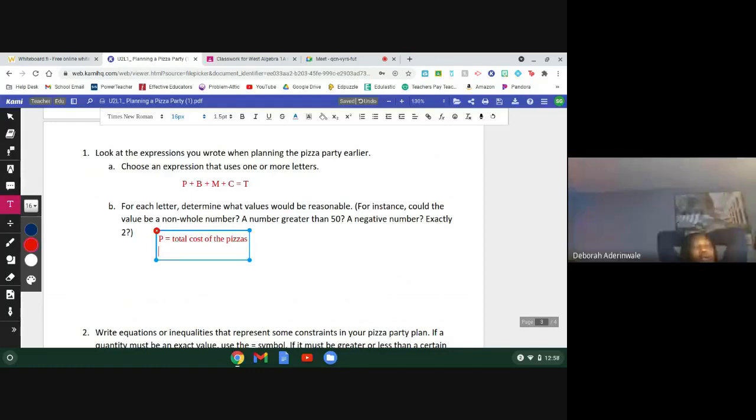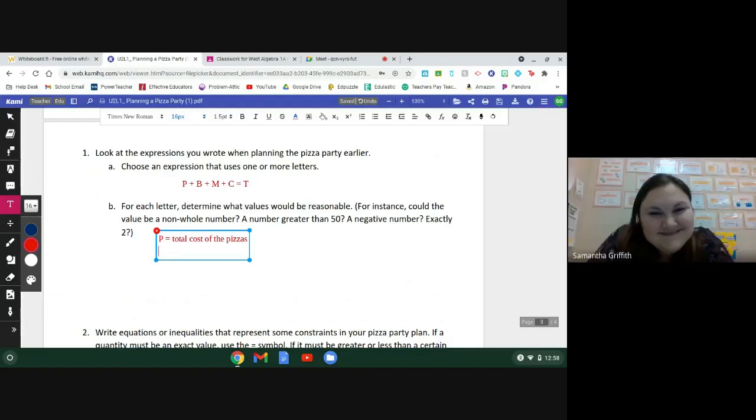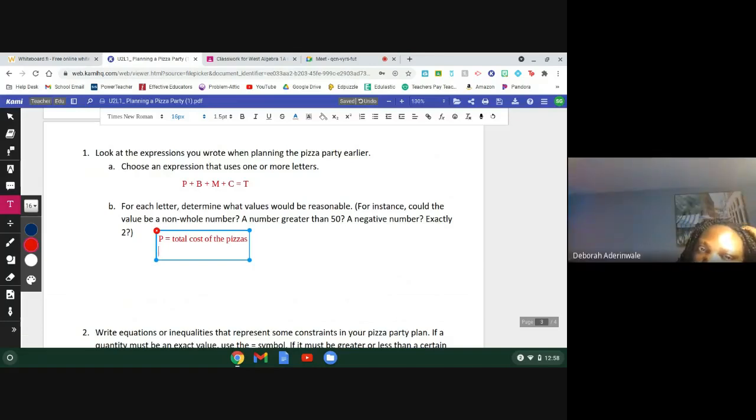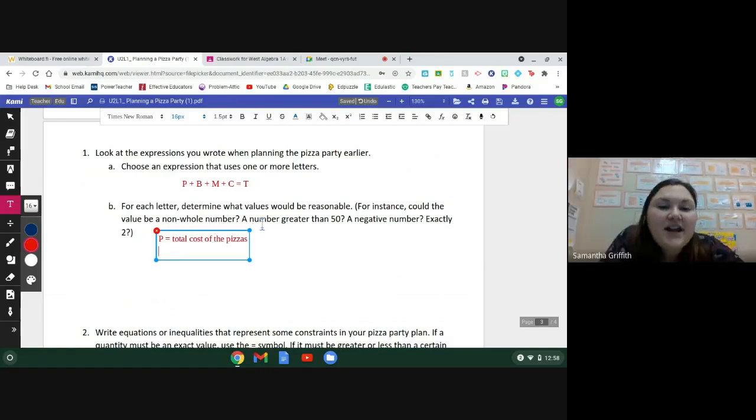Is it the cost of the pizza? Do you want us to come up with a different value than the one we had before? Nope, we're just talking about what's reasonable. So when we say P represents the total cost of pizzas, what numbers are reasonable for P? For example, could P be greater than 50? Could it be a negative number?